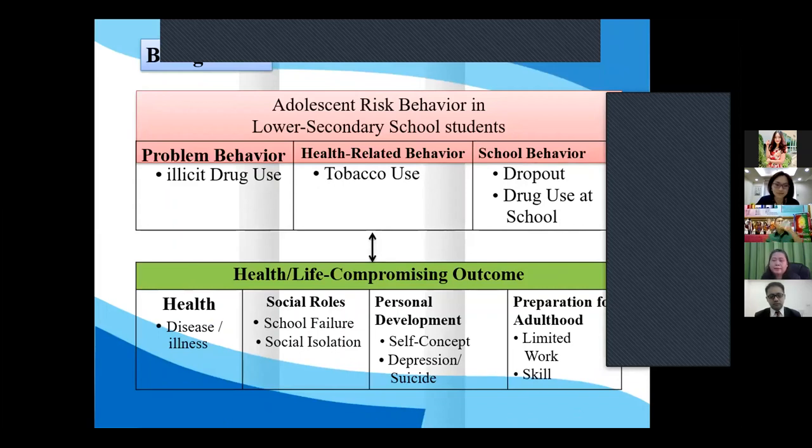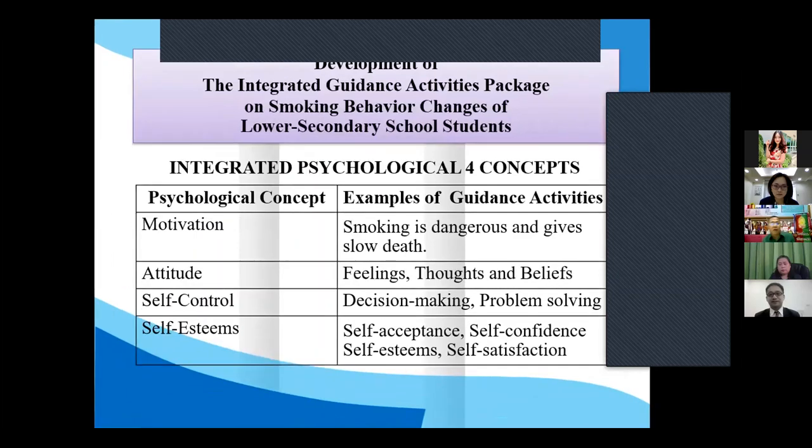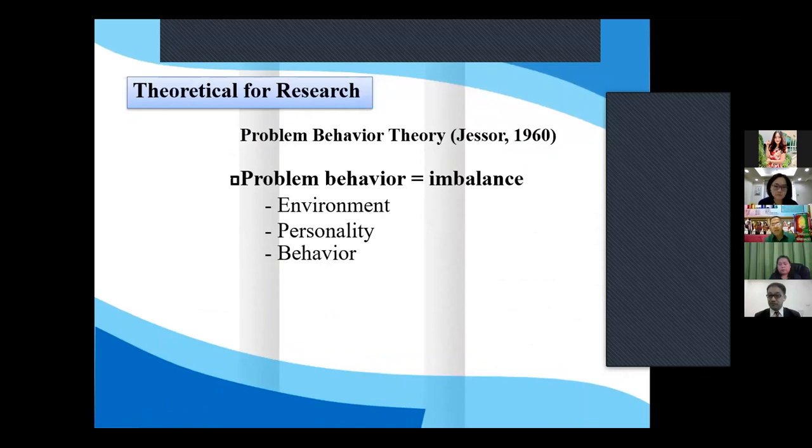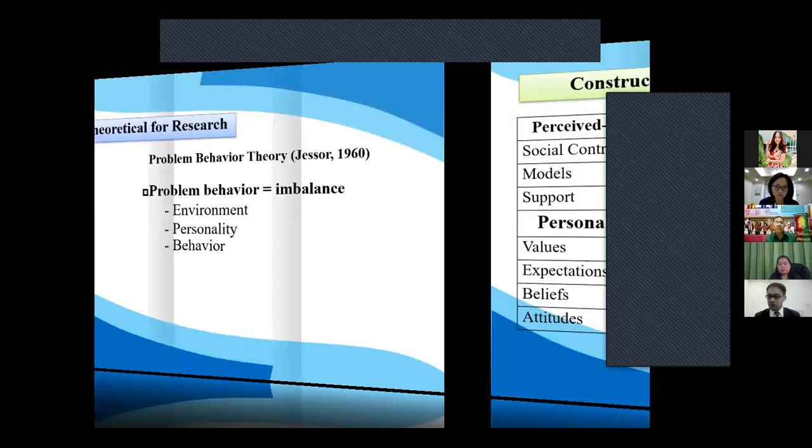Because adolescents in secondary school have an imbalance in themselves, with problem behavior, health-related behavior, school behavior, illicit drug use, dropout, and drug use at school. The imbalance comes from the environment, personality, and behavior. In the environment, there is social control.